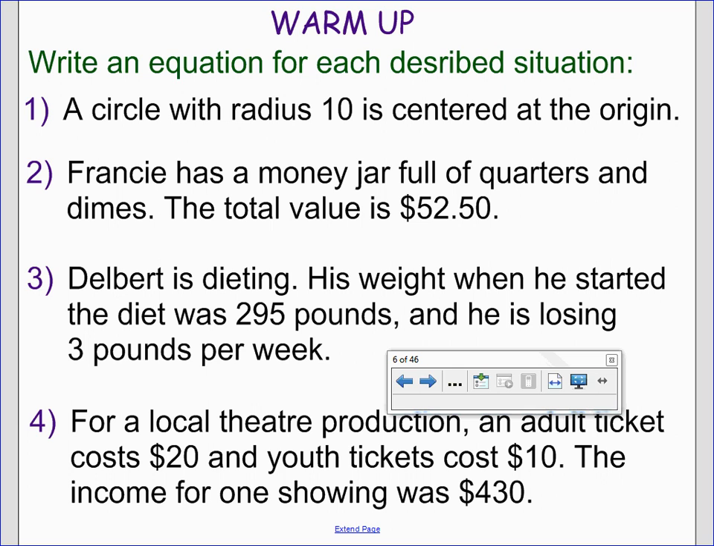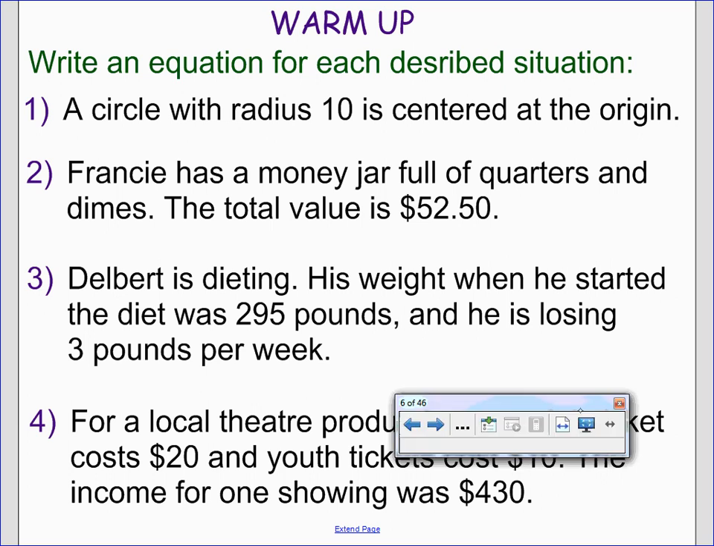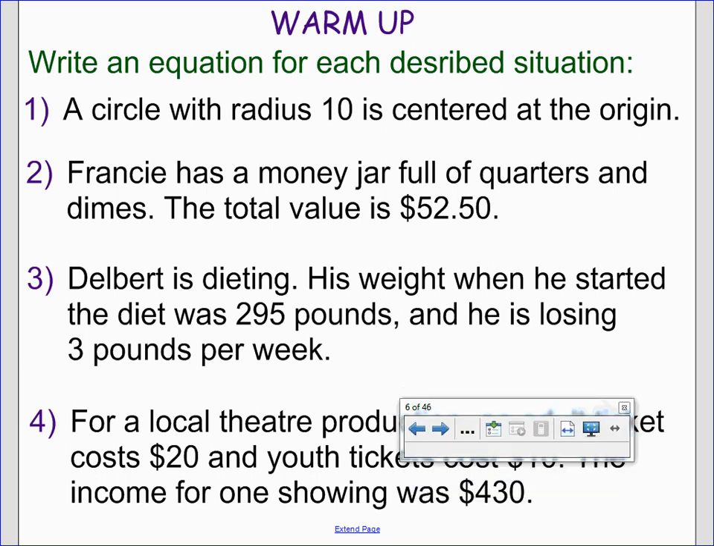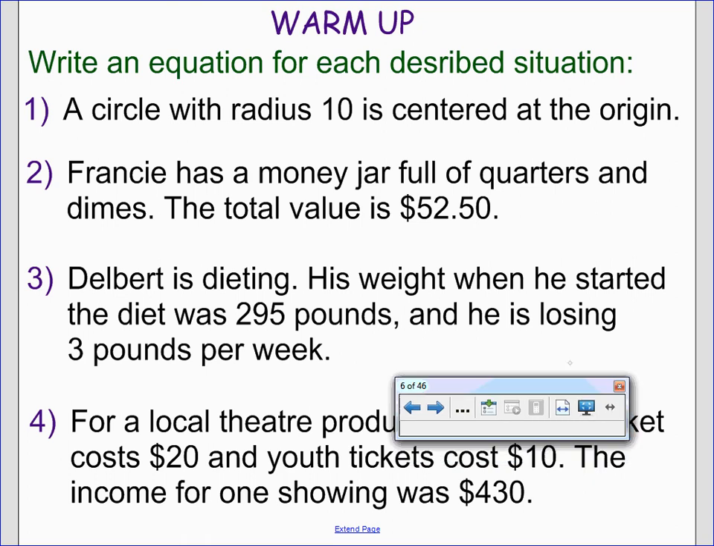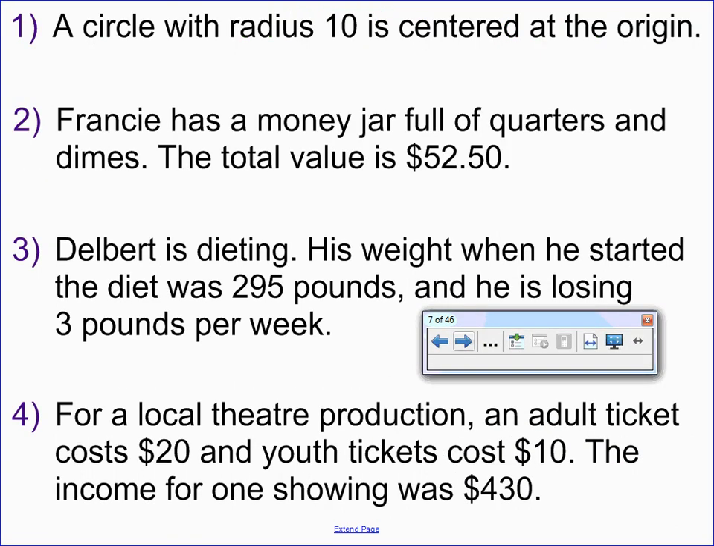But number 2, Francie has a money jar full of quarters and dimes. The total value is $52.50. How can you represent that with an equation using variables and operations and equal signs? Number 3, Delbert is dieting. His weight when he started the diet was 295 pounds, and he is losing 3 pounds per week. Right? What relation could model that with variables in an equation? Go ahead and finish each of these 4 with your partner. Be ready to share with the whole class. And so I'll have you come down and write your equation on the whiteboard.